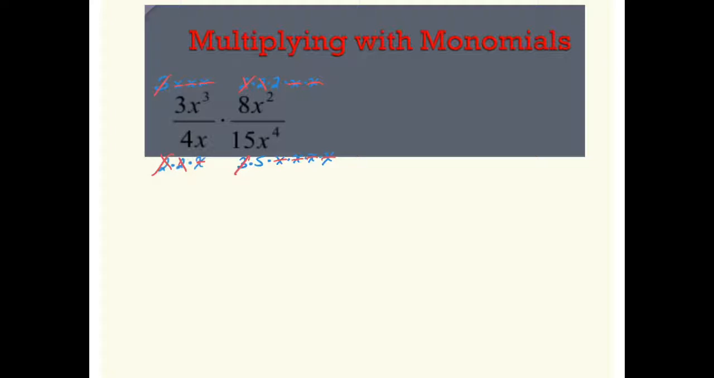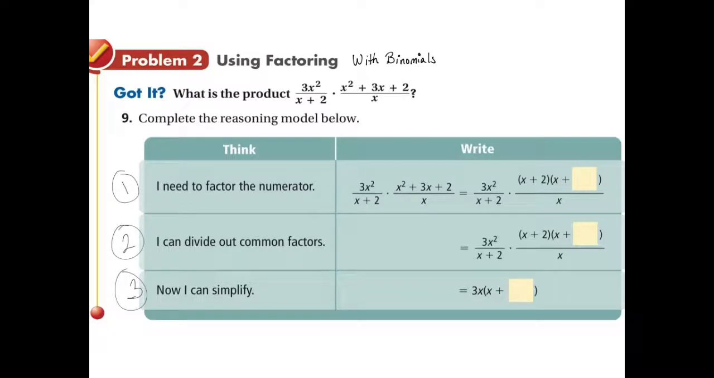So as you can see here, what I'm left with in the numerator is just the number 2, and the denominator is the number 5. So not only did I multiply these two fractions, but I also reduced them all at once. When factoring with binomials, you need to think of 3 steps. The first step is to factor out the numerator. The second one is to divide out common factors. And the third one is to then simplify.